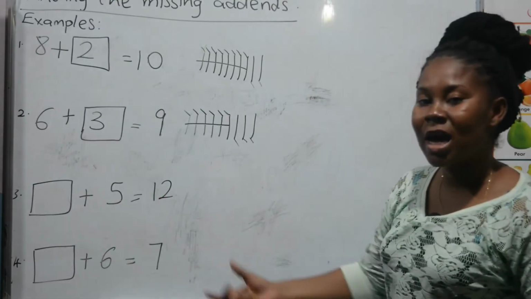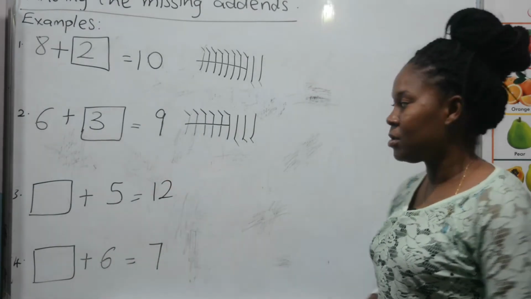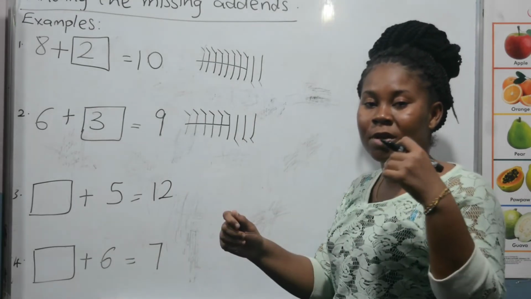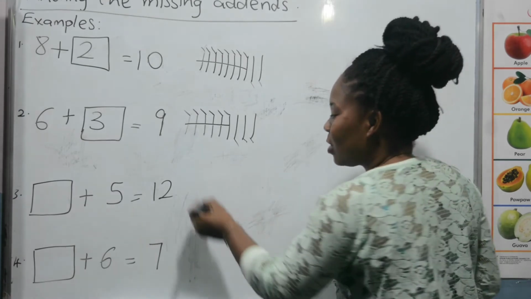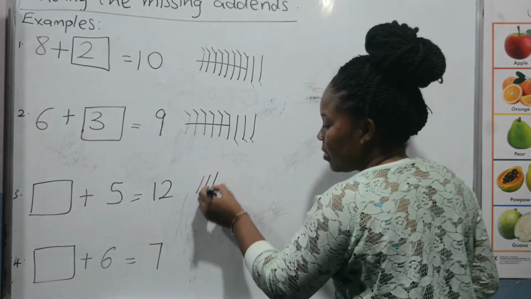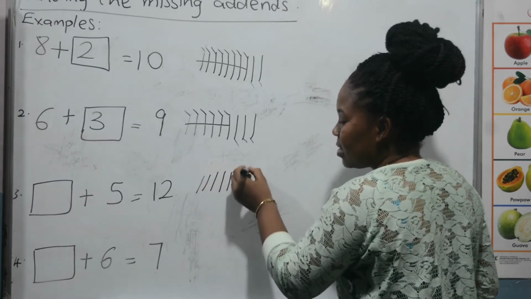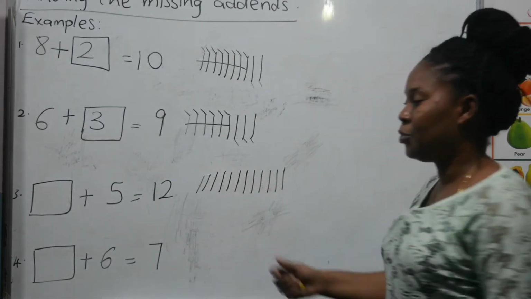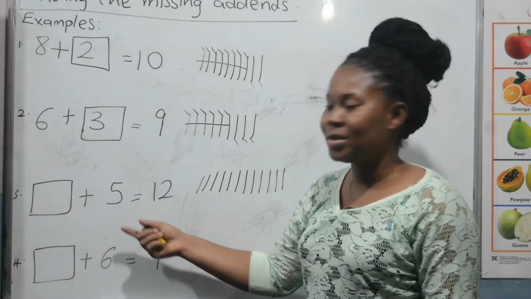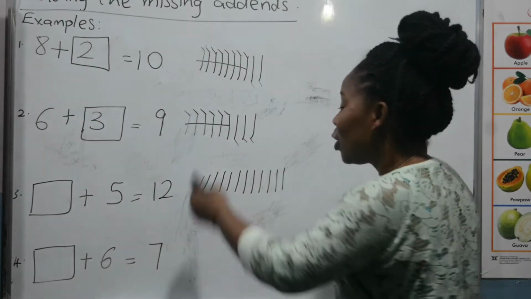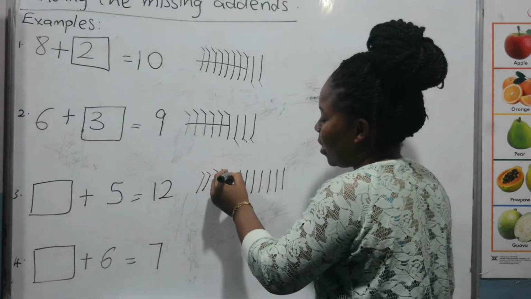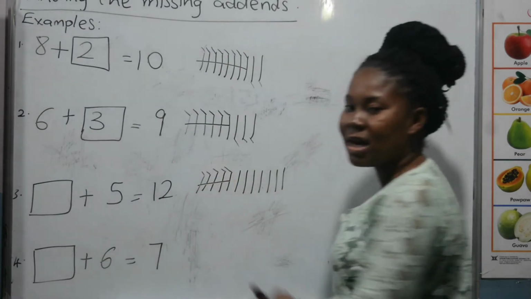So we will draw our 12 strokes. Or you can use your straws. You can pick 12 straws from the straws that you have. So let's count. 1, 2, 3, 4, 5, 6, 7, 8, 9, 10, 11, 12. Good. So we'll take how many out? 5. Excellent. So let's take the 5 out. 1, 2, 3, 4, and 5. Then we cancel it out like this.